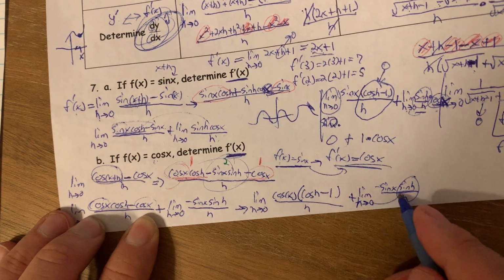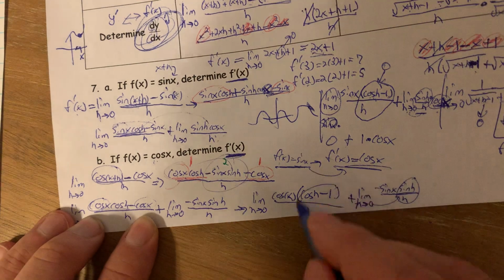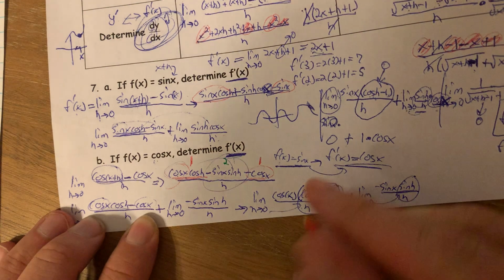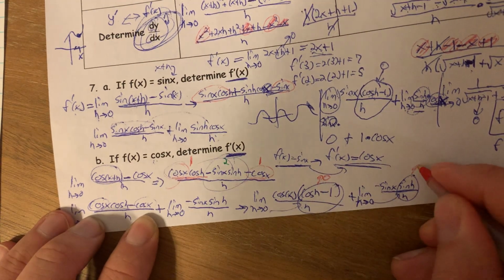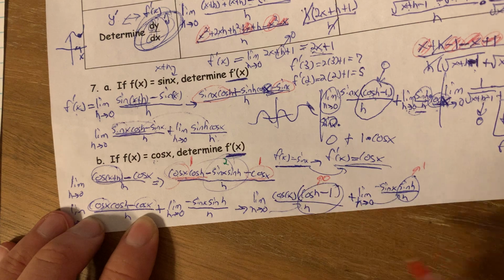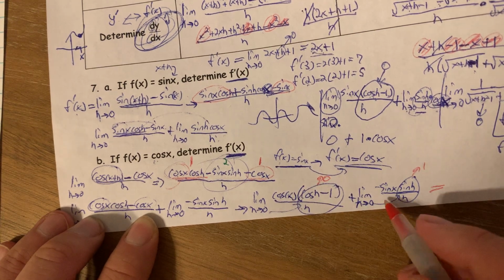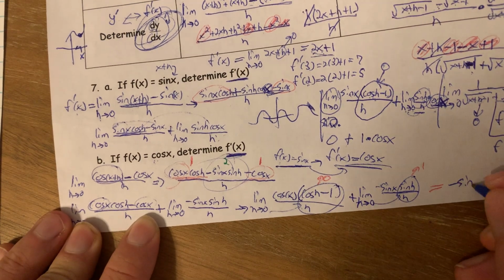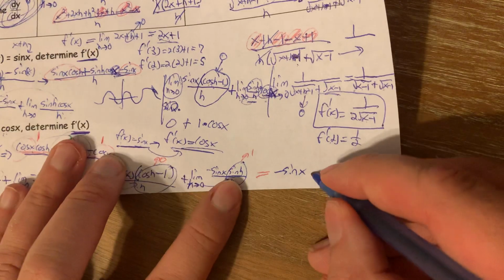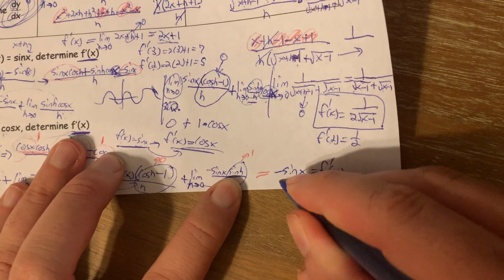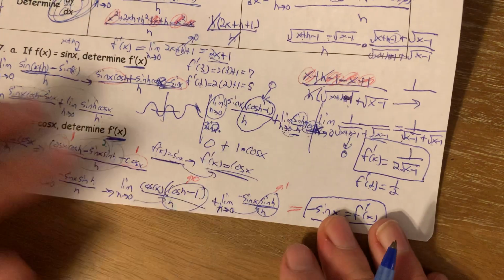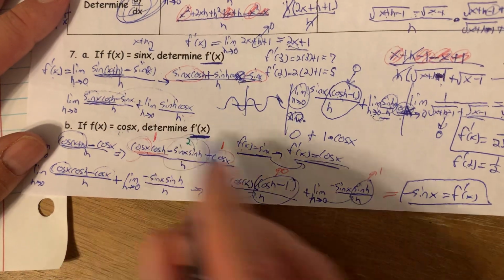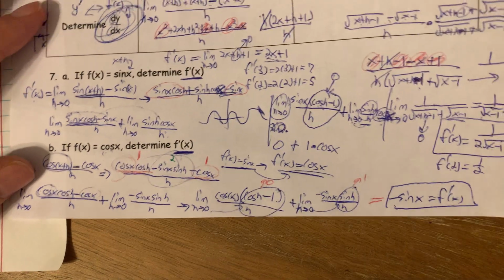And notice that this is one of our special limits. It goes to 1. Notice that this is one of our special limits that we're supposed to have memorized. This goes to 0. So this one goes to 0, this one goes to 1. And so cosine of x times 0 is 0, and negative sine of x times 1 is negative sine of x. And so the derivative of cosine of x is negative sine of x. Okay, so the derivative of sine of x was cosine of x, and the derivative of cosine of x is negative sine of x. And we'll spend more time memorizing this later.